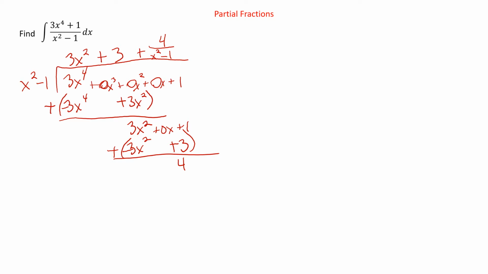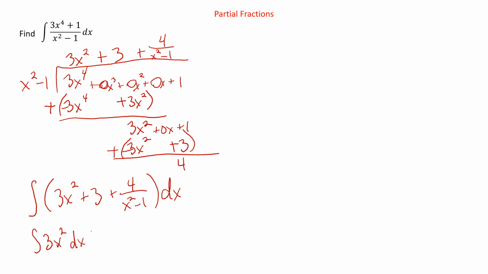Now, we can find the antiderivative of this. The problem here, we're going to be finding the antiderivative of 3x squared plus 3 plus 4 over x squared minus 1. We can split this up into pieces. 3x squared dx plus the antiderivative of 3 dx plus the antiderivative of 4 over x squared minus 1 dx. Now those first two are going to be easy enough to find. That last one, though, we can't do at the moment. So we have to split it up into our partial fractions. So that's what we're going to do.